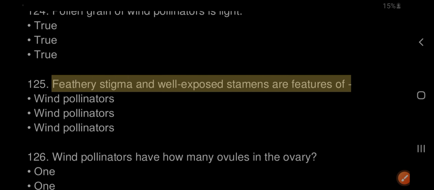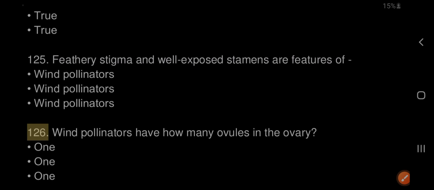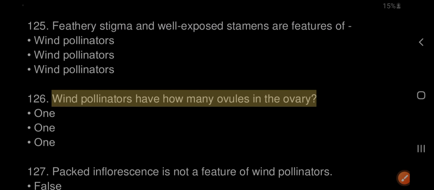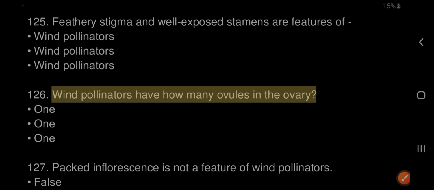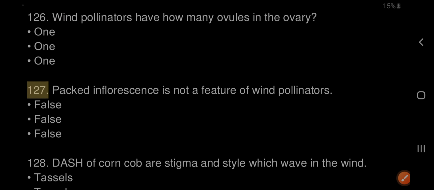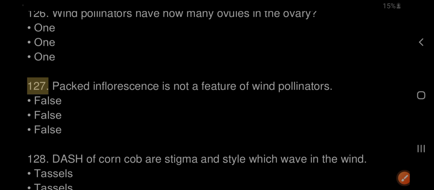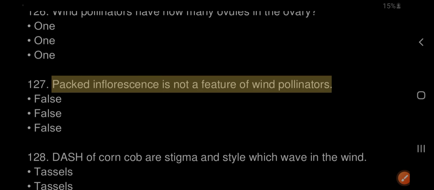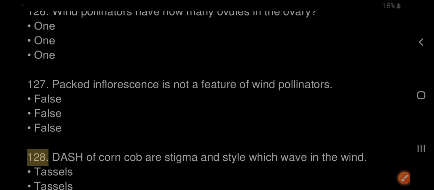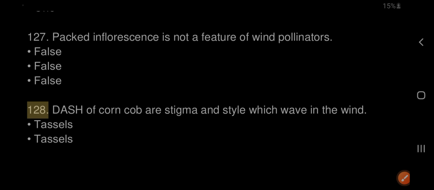125. Feathery stigma and well-exposed stamens are features of wind pollinators. 126. Wind pollinators have how many ovules in the ovary? One. 127. Packed inflorescence is not a feature of wind pollinators. False. 128. Tassels of the corn cob are stigma and style which wave in the wind.